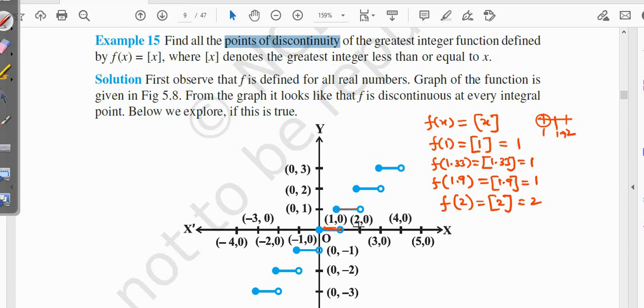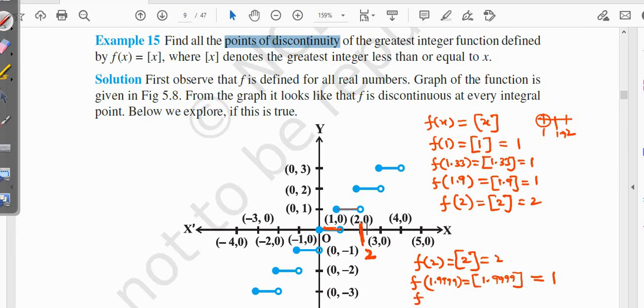Now at point 2, let's discuss whether the function is continuous or not. The f of 2 value is 2 itself. Now the close values of 2, we don't know, right? Infinite close values we have. For sample purposes, shall we take 1.999? When we apply the greatest integer function to 1.999, what is the outcome? The outcome we are getting is 1.